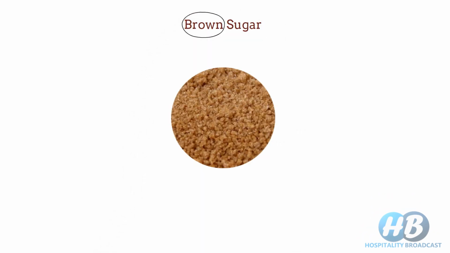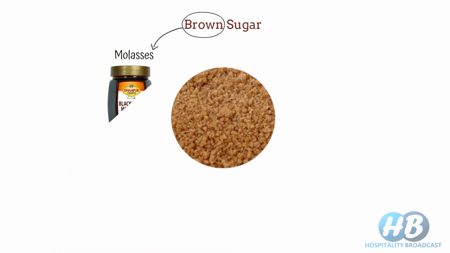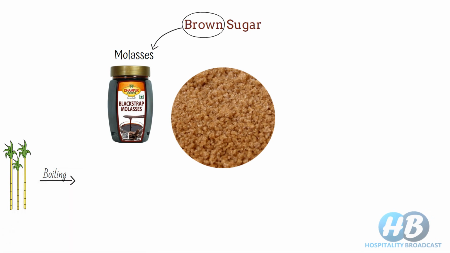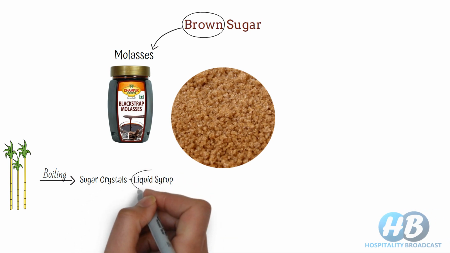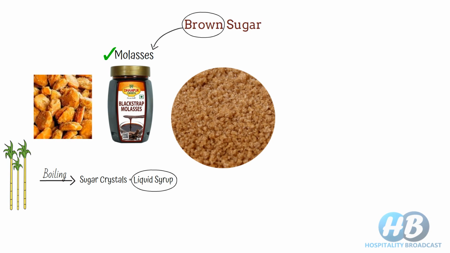Its brown color is due to the presence of molasses. Molasses is a dark, sweet, viscous type of liquid that we get during the refining process of sugar. Boiling and reducing sugar cane juice yields two products, sugar crystals and a liquid syrup. That liquid syrup is called molasses. You must have seen the making process of jaggery, or gur in Hindi.